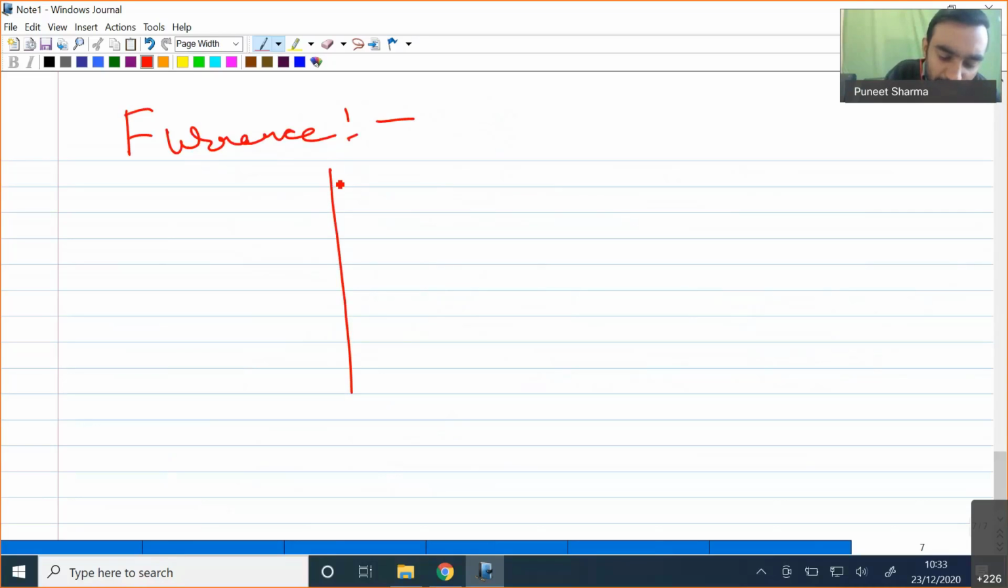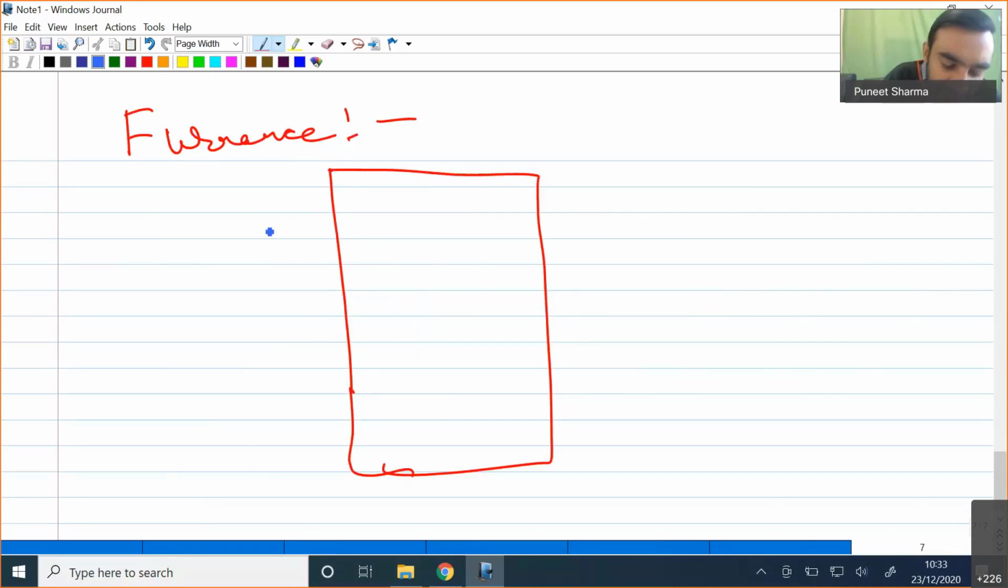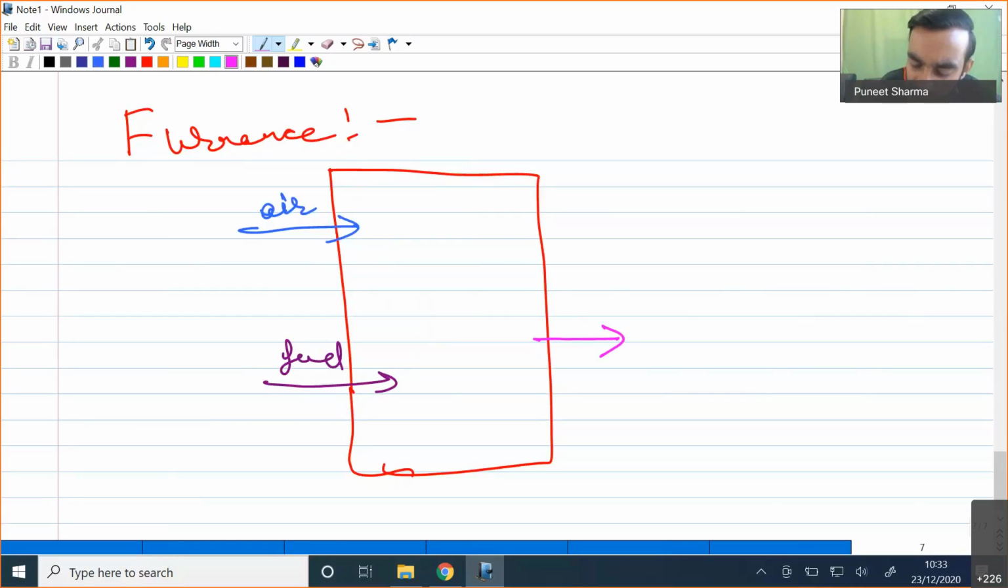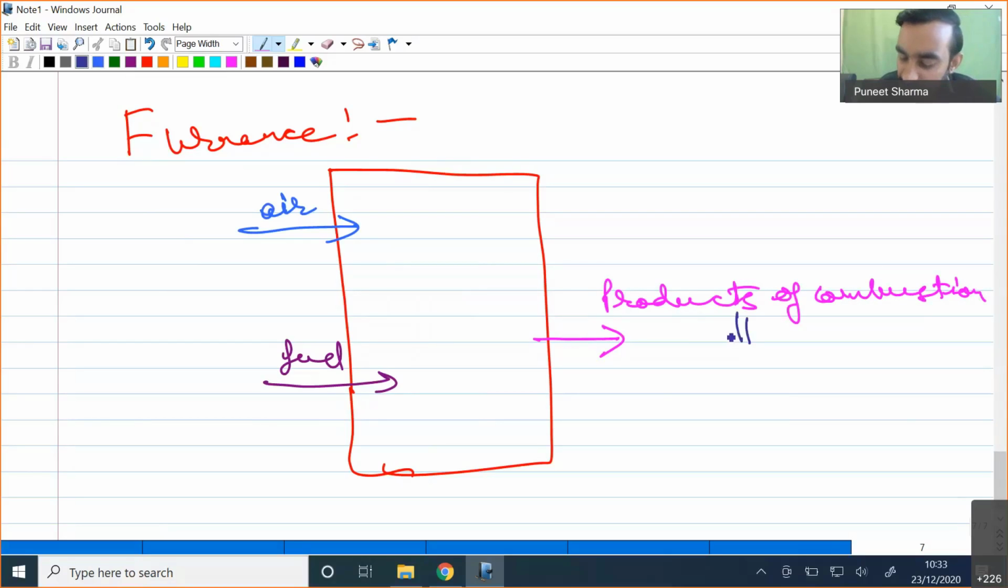So what we do in a furnace, actually we try to add some amount of air and some amount of fuel. Okay, so we are adding air and fuel, and then the products of combustion we are utilizing. From here I'll be getting some products of combustion. So we utilize the heat carried by these products of combustion to heat our system.